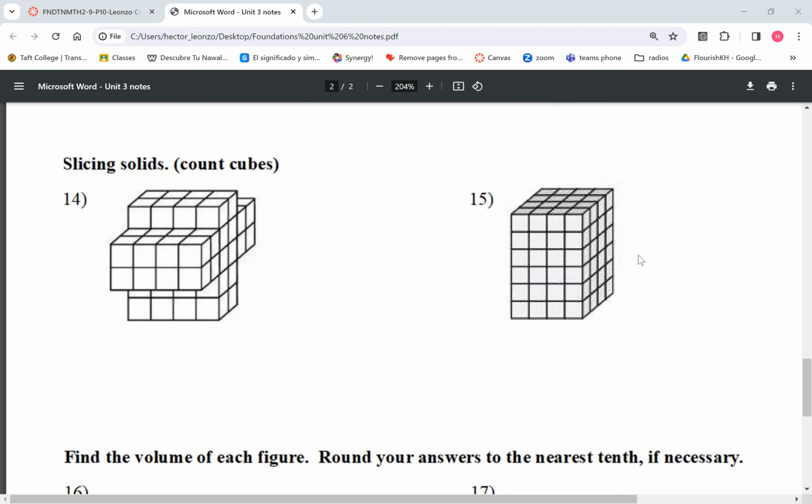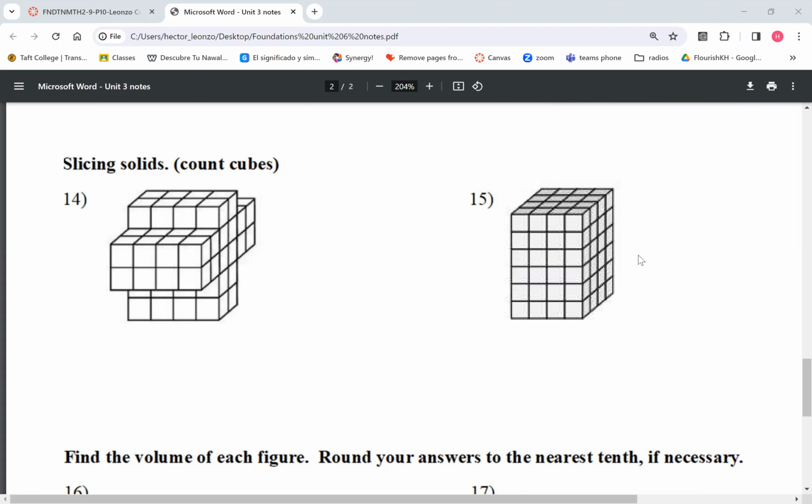I know when we started talking about area, I separated figures into squares, right? And back then, when we started looking at area, I asked you to count how many squares are in the shape. Now, for volume, let me introduce what volume is.